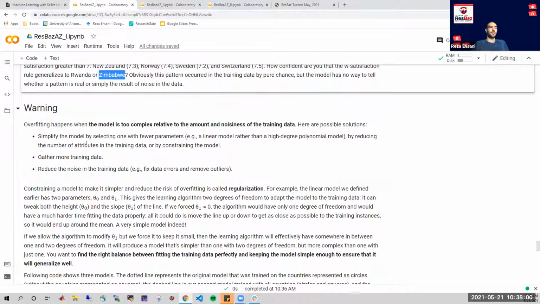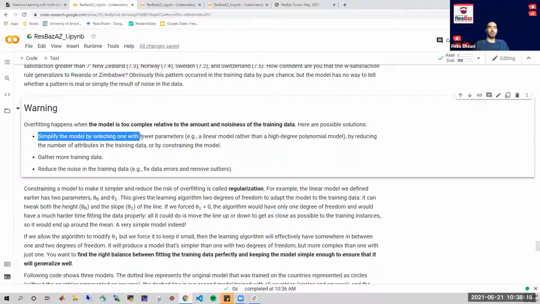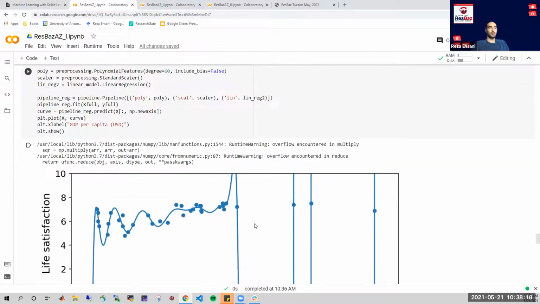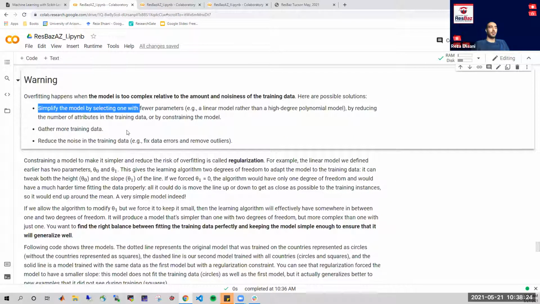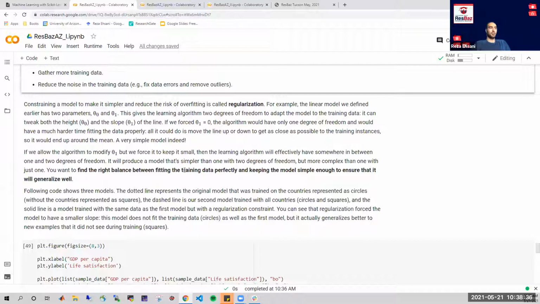Whenever we have an overfitting problem, and again, I repeat, that is when the performance of the model on the training set is much higher than your performance on your test set or development set, you can simplify the model by selecting a model with fewer parameters, as we saw here. Instead of a polynomial of degree 60, we can use a degree of 1, 2, or 3. We can gather more training data, and we can also try to reduce the noise in our data by removing the outliers and relabeling the data. In general, constraining a model to make it simpler and reduce the risk of overfitting is called regularization.